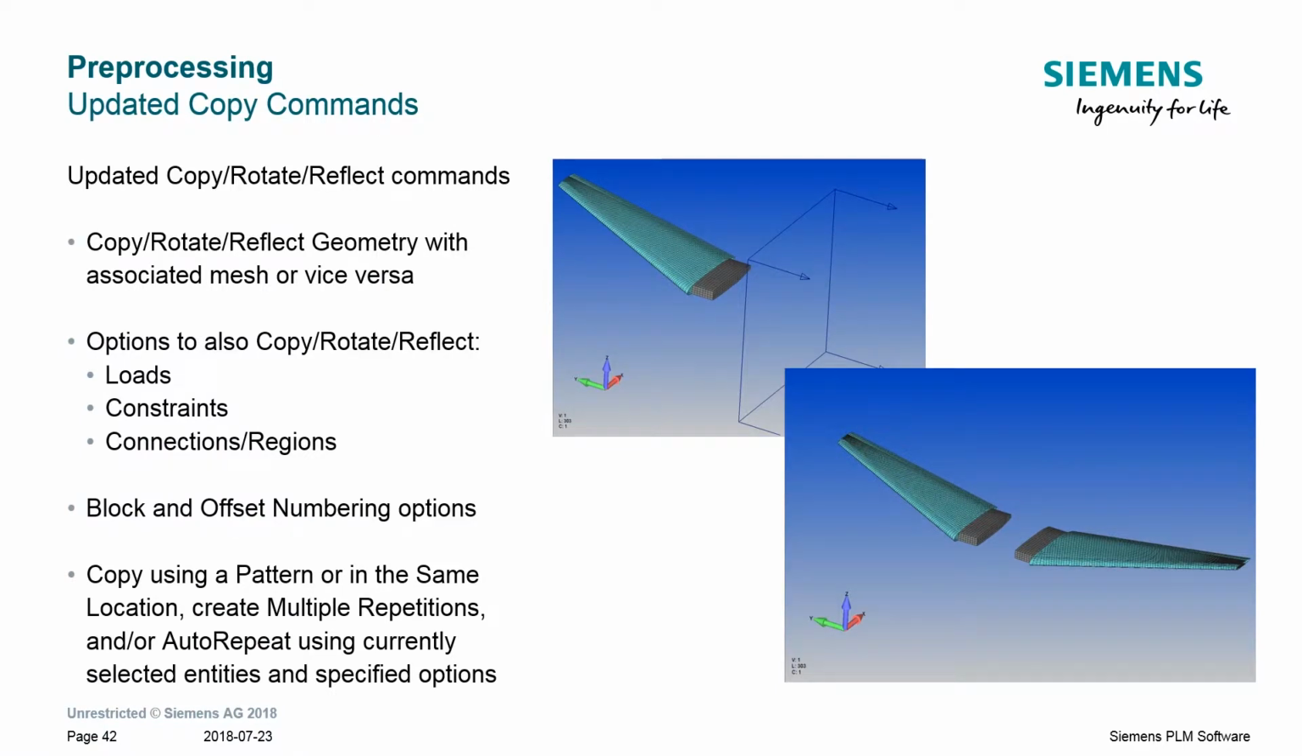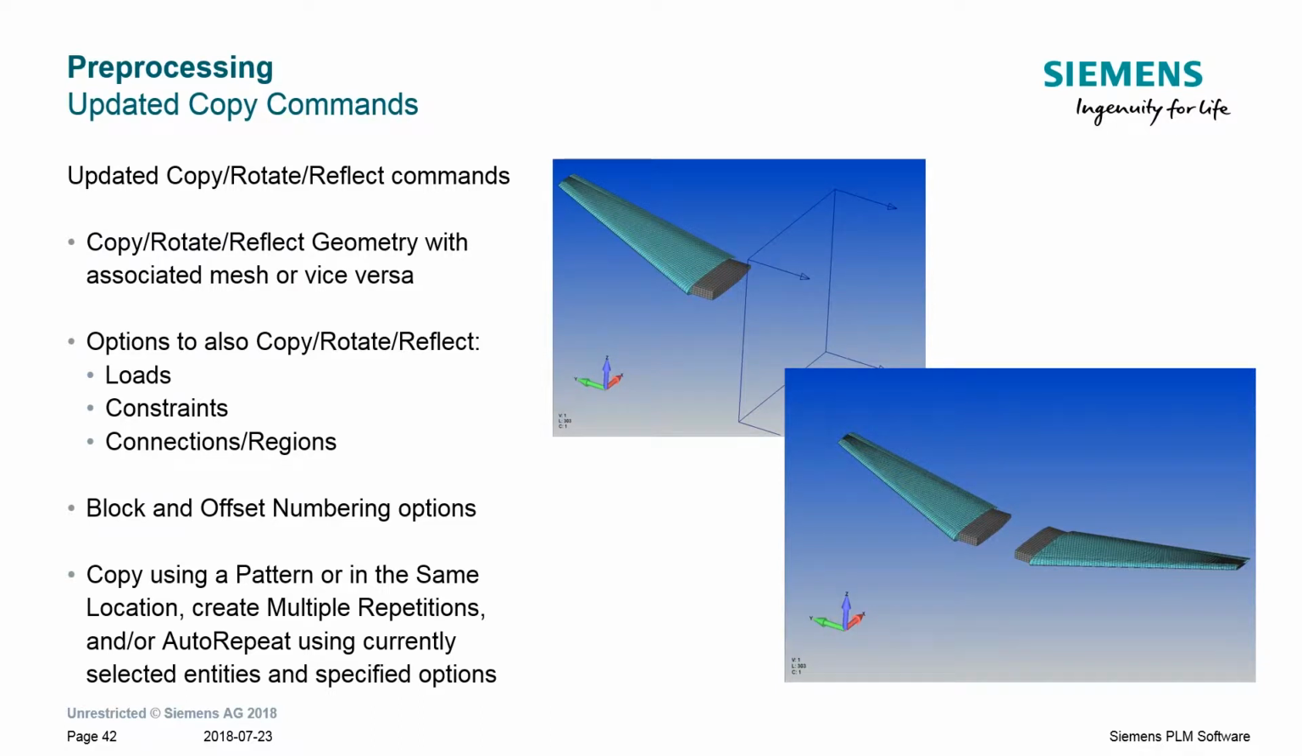Something people have wanted in Femap for a very long time was to be able to copy, rotate, and reflect geometry.